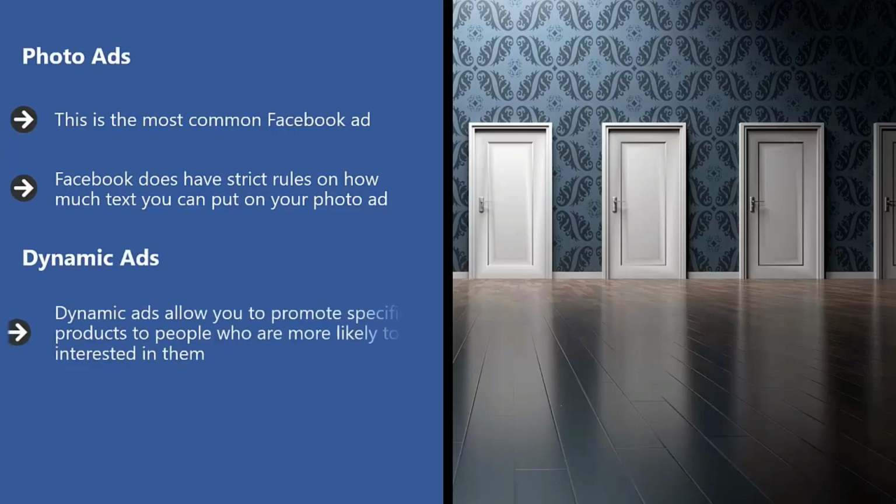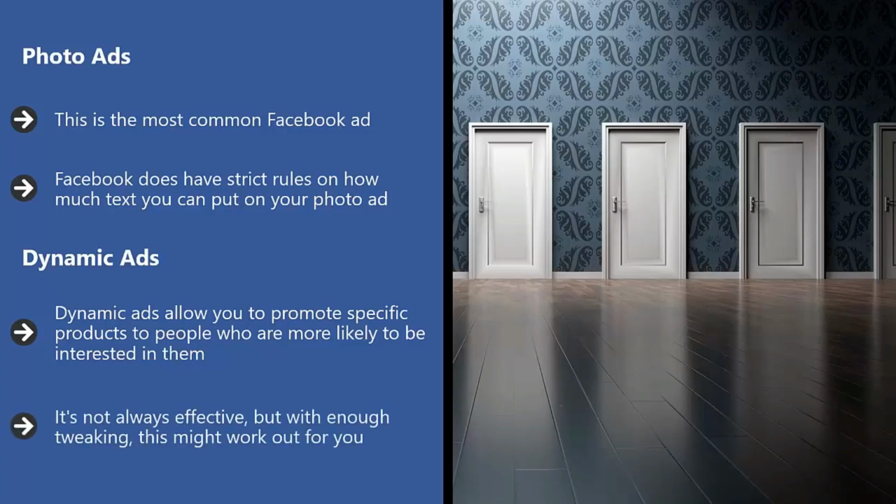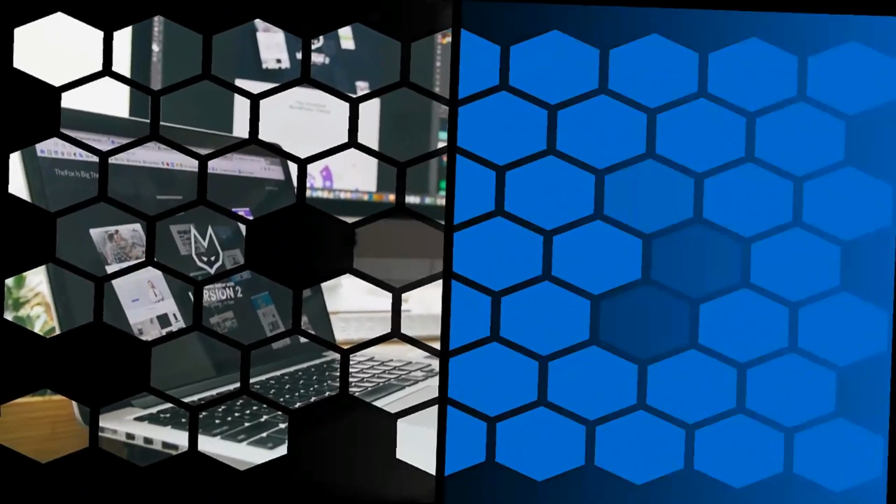Dynamic ads. Dynamic ads allow you to promote specific products to people who are more likely to be interested in them. This uses Facebook's very robust audience profiling and targeting system to create a match. It's not always effective, but with enough tweaking, this might work for you.